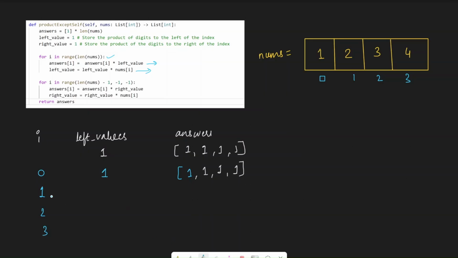Now for the second iteration, again we have to evaluate answers of i. So answers of i, this one we have evaluated. Now we are at this index.